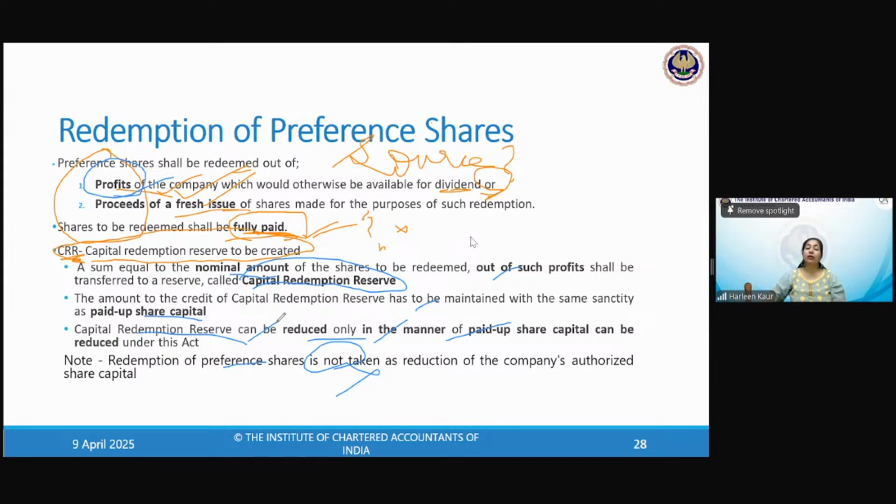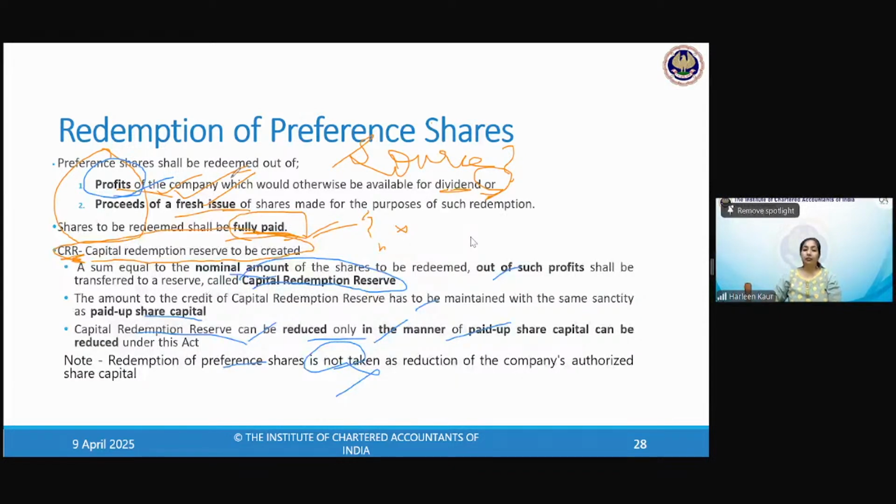CRR जो reduce करोगे वो आपका reduction of share capital का जो formula है, process है section 68, there you have to apply that. But whenever the preference shares are redeemed, are you reducing the company's share capital? They are the preference shareholders, you are redeeming them, you're paying them back. So you're not reducing the share capital. Reduction of share capital, section 68. Redeeming of preference shares is not the reduction of company's share capital.